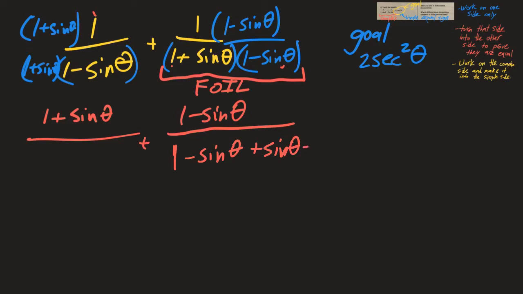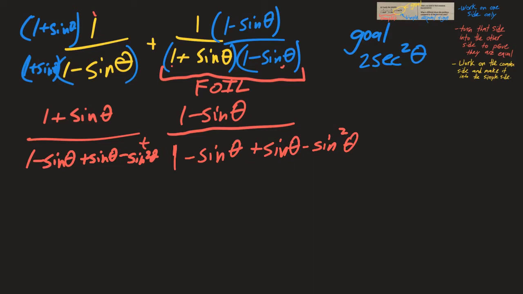Sine times sine is going to give me minus sine squared theta. And we have the exact same numbers on this side: 1 minus sine plus sine minus sine squared. And I'm running out of room a little bit. So let's go ahead and see if any of this will work out to be a little bit simpler.